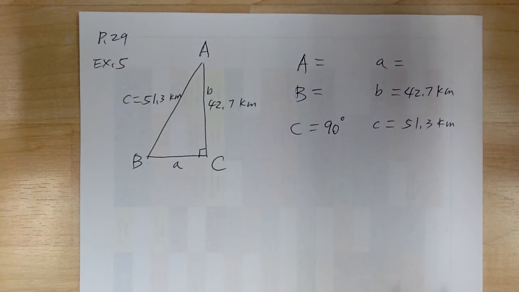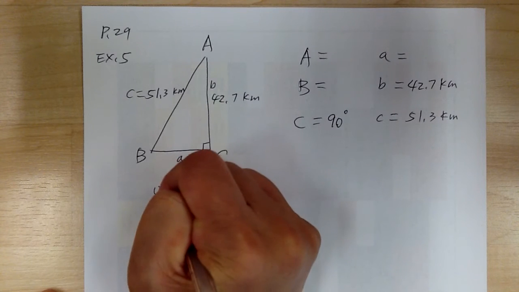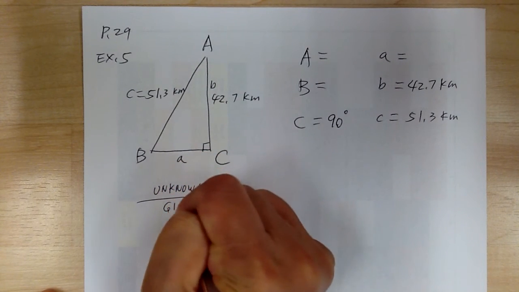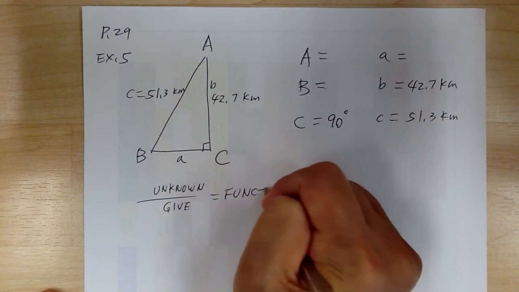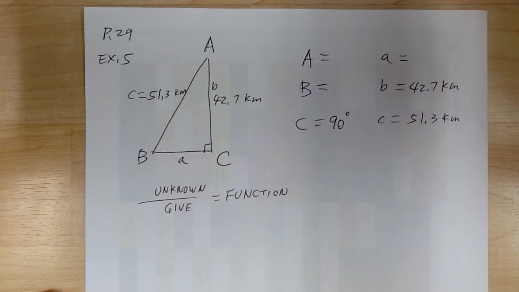Okay? So whatever you're looking for, you want to write that first. And so basically whenever you solve, the key is the unknown over what's given, equal to the function. Usually that's the formula you want to write when you try to solve something.